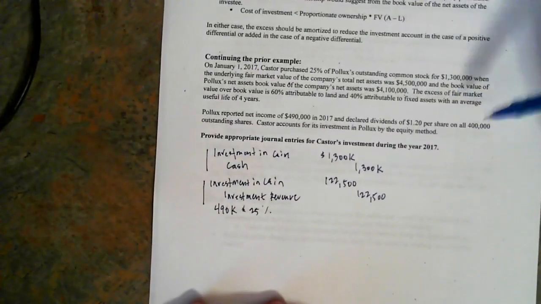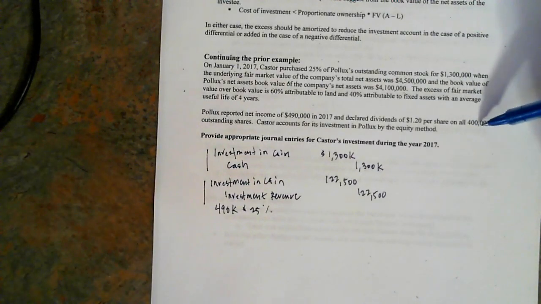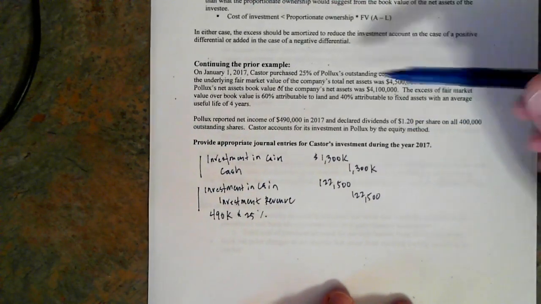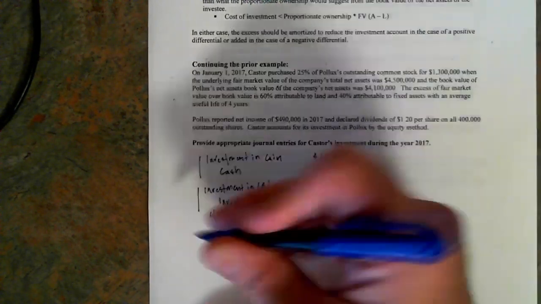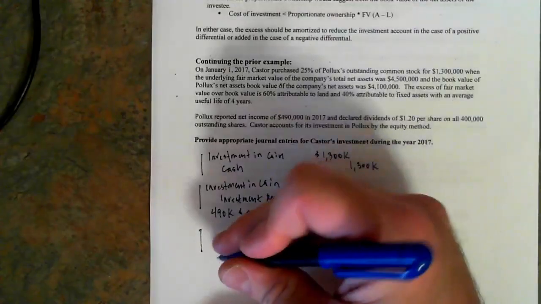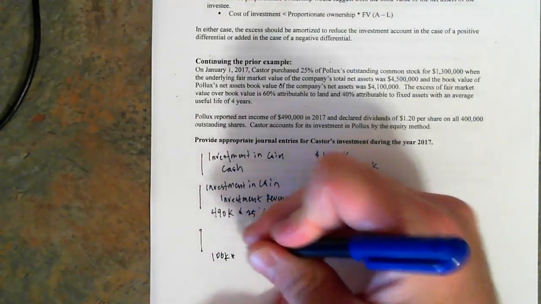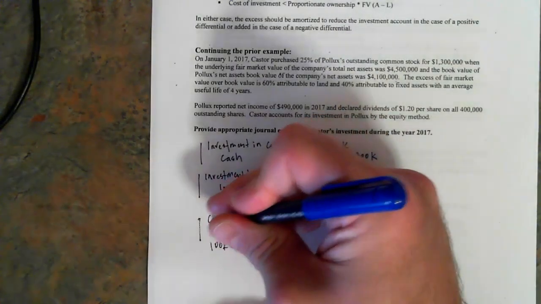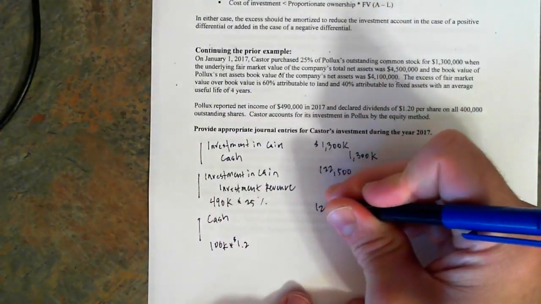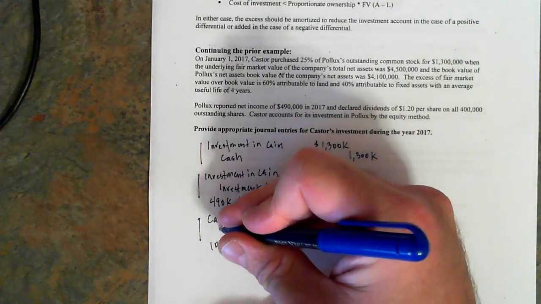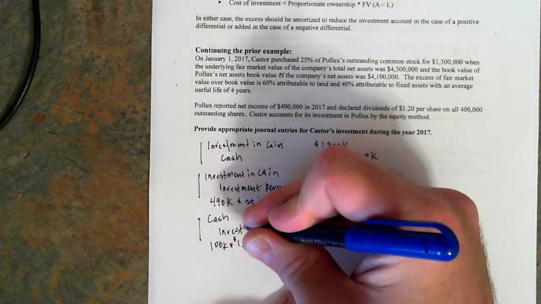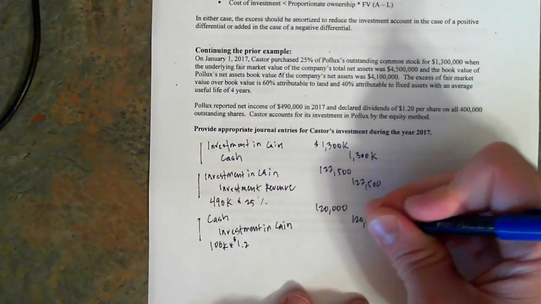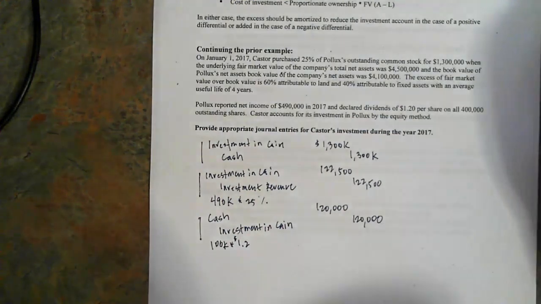Now they declared dividends on 400,000 outstanding shares for $1.20 per share. So if there's 400,000 outstanding shares, we own 25% of the company, then that means that we own 100,000 shares. 100,000 shares times $1.20 per share gives me $120,000 of cash. And again, that decreases my investment in Kane by $120,000 because it's reducing the net assets over which I have control.